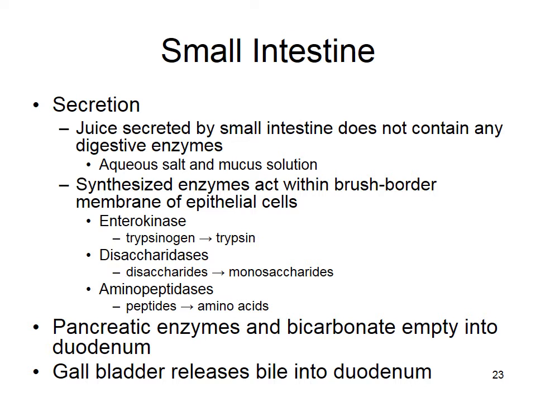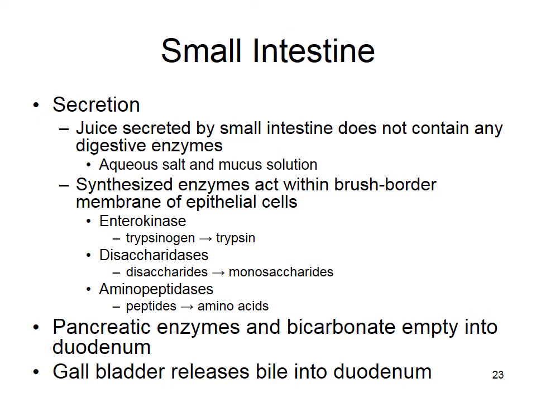Okay, and then the other class of brush border enzyme are the aminopeptidases. And these convert peptides, or short chains of amino acids, into amino acids. Okay, so monosaccharides are what get absorbed, amino acids are what get absorbed. There are no brush border enzymes involved in fat digestion. Okay, and we'll talk about why.